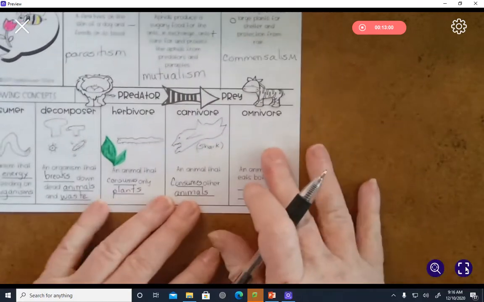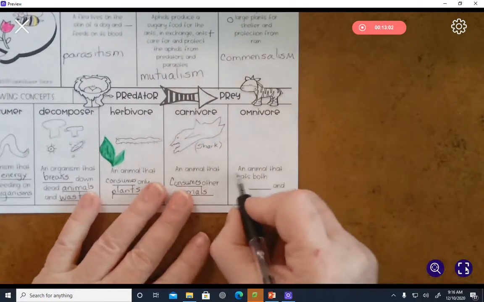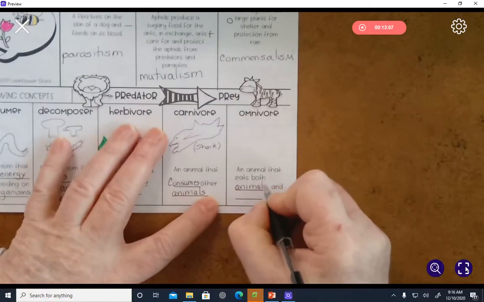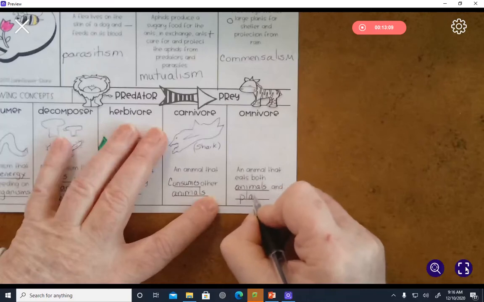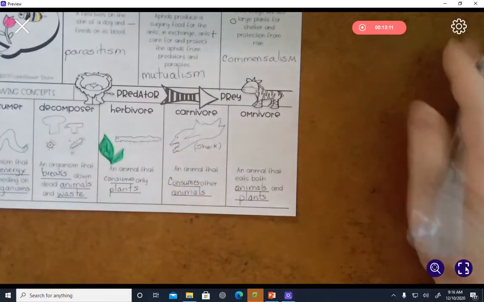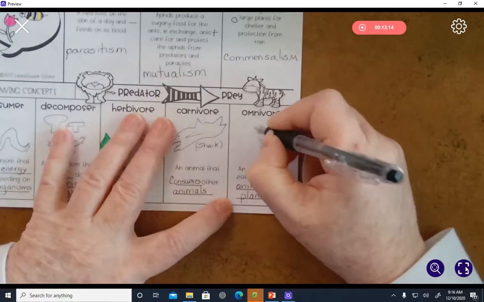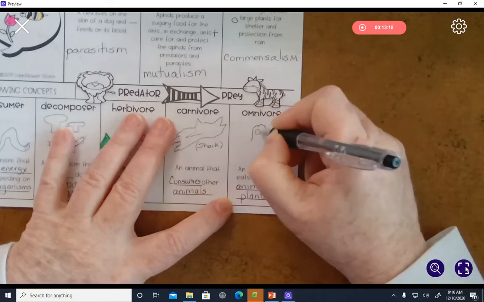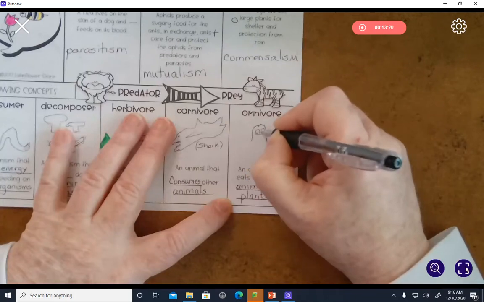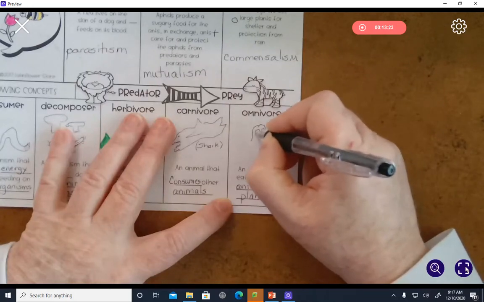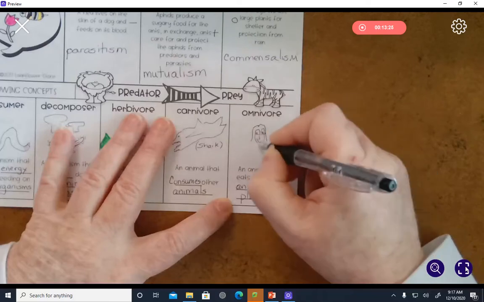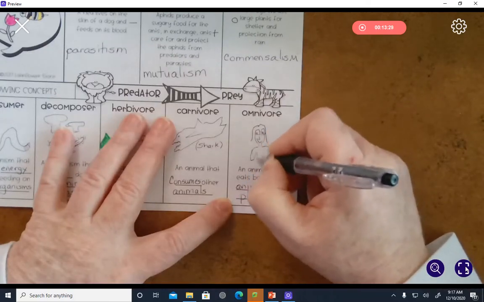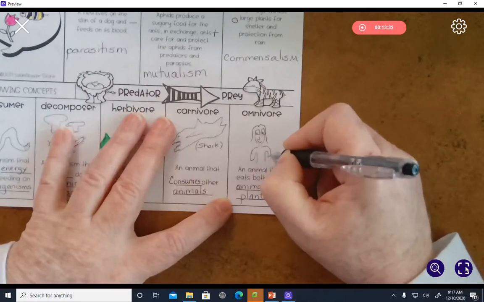And then an omnivore is a consumer, an animal that eats both animals and plants. So I am going to draw me. In fact, I think most humans are omnivores. Not all, but most are.